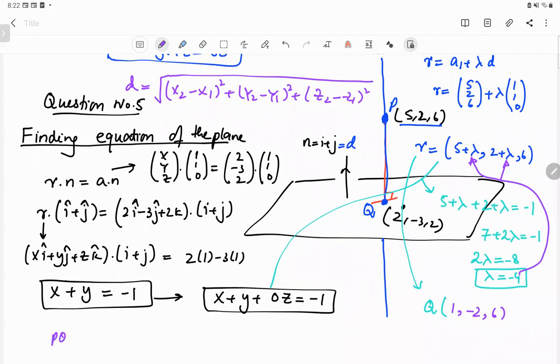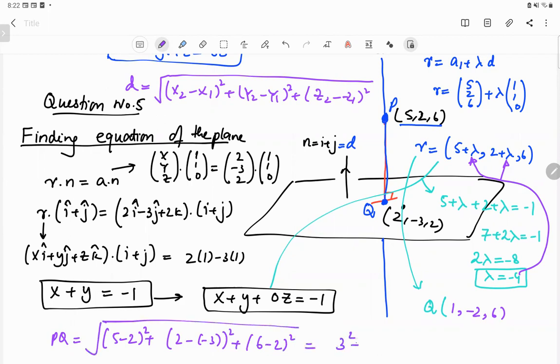And hence PQ is equal to the square root of (5 minus 2) whole square, plus (2 minus -3) whole square, plus (6 minus 2) whole square. And this is equal to the square root of 3 square plus 5 square plus 4 square. This is equal to under root 50. Have you understood this? Any question?